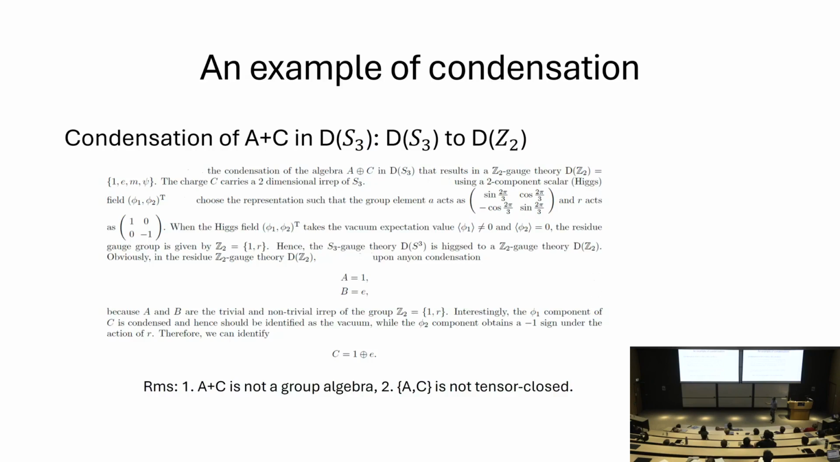And what we notice is that the algebra object A plus C is not a group algebra, and they are not tensor closed, which means it's not a tensor subcategory, because C tensor C equals A plus B plus C, and there's no B inside your thing. So it's not tensor closed, it's not a group algebra, and I want to generalize that one.